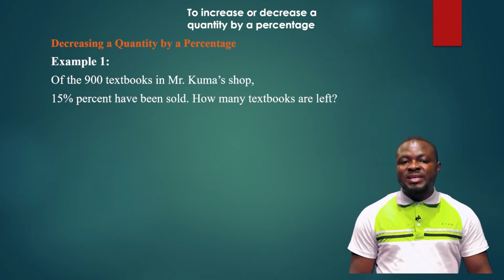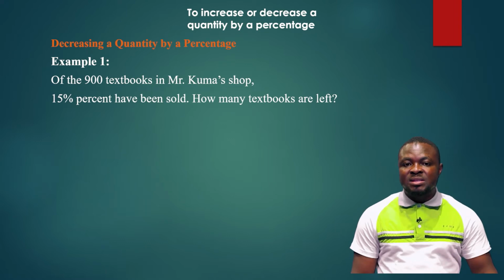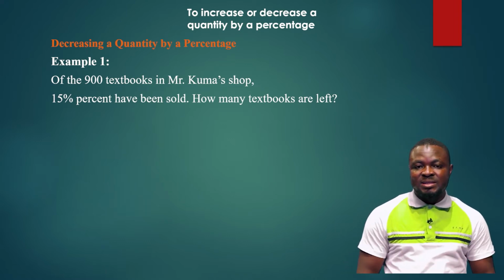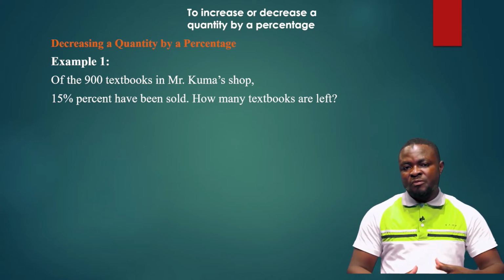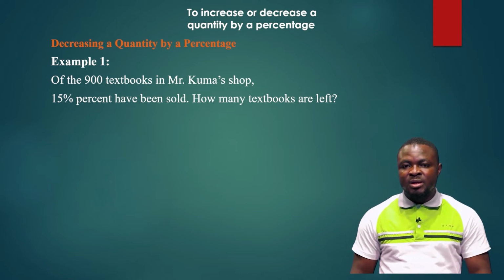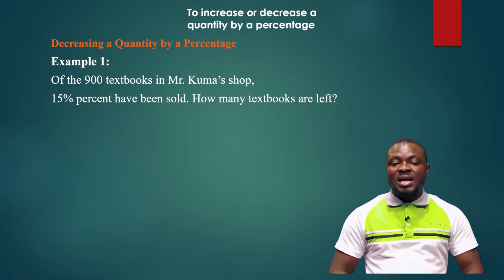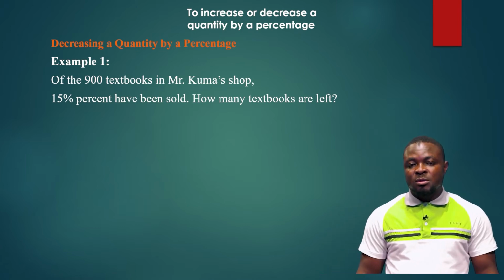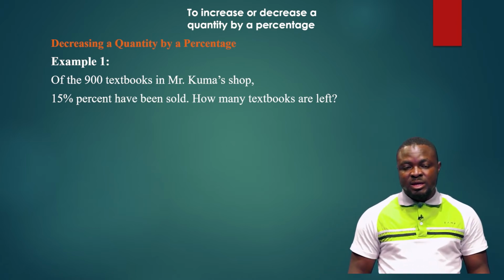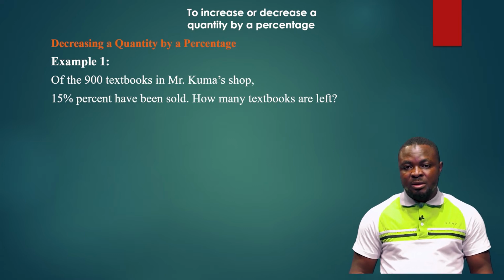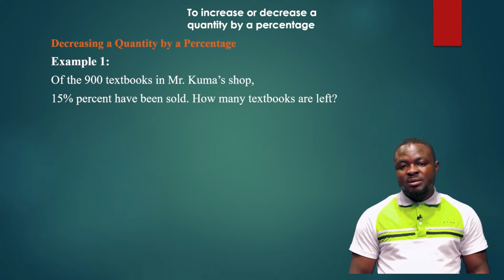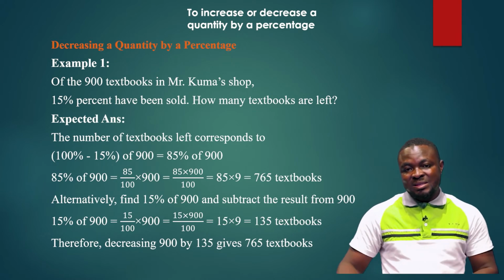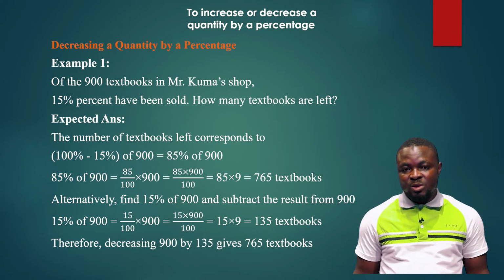So let's look at this question. Of the 900 textbooks in Mr. Kuma's shop, 15% have been sold. Mr. Kuma has a shop and there are 900 textbooks there. So 15% of the 900 textbooks have been sold already. Now the question is, how many textbooks are left? It follows from the introductory methodology, the approach that I introduced. So you see, in this case, they have been sold. That means the number has decreased by 15%. That's exactly what they are talking about.